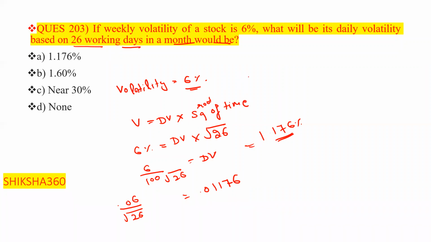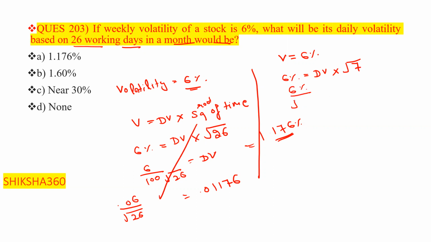Okay, sorry. It is given weekly volatility. So first of all, volatility 6% into daily volatility into root of 7. Sorry, this one is a little bit wrong. What we have to do is 6% upon root 7 is equal to daily volatility.